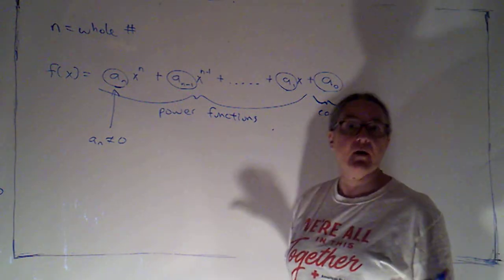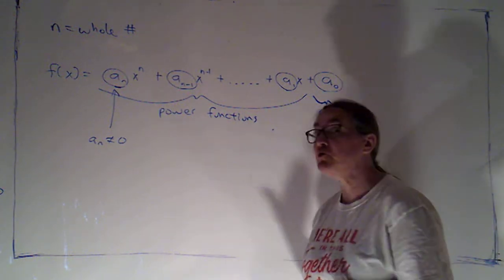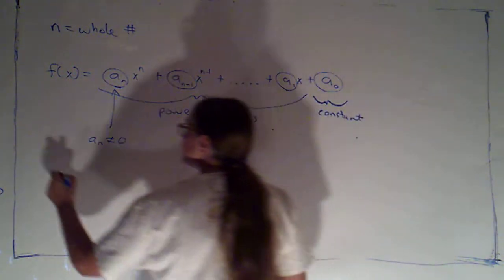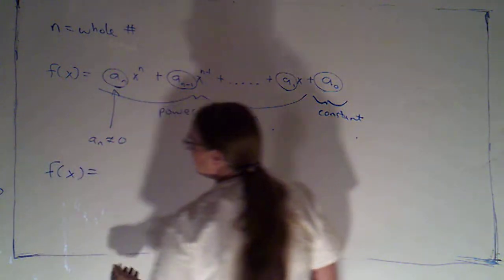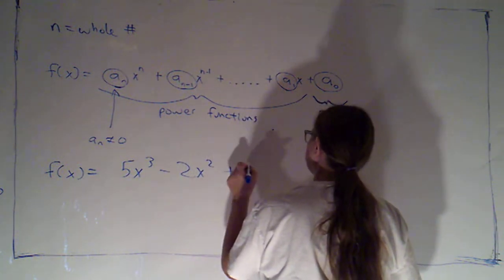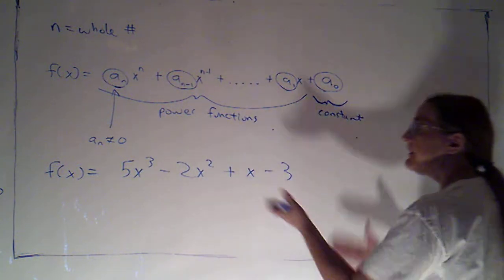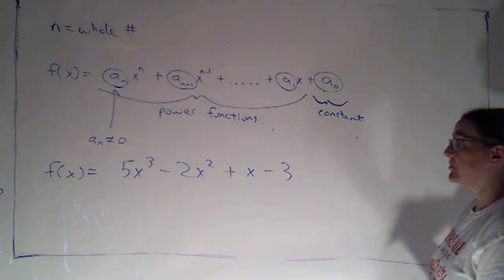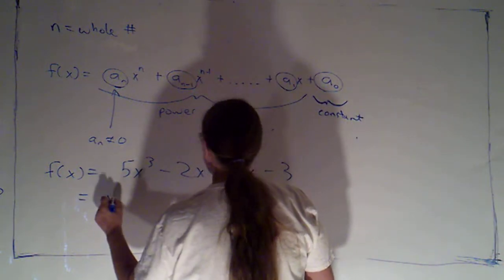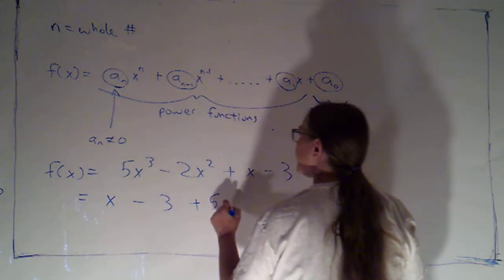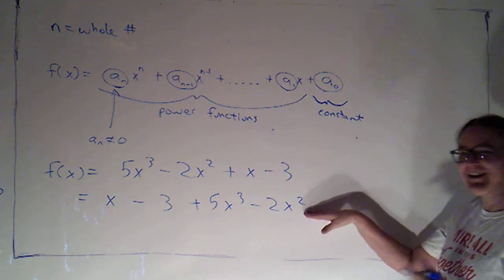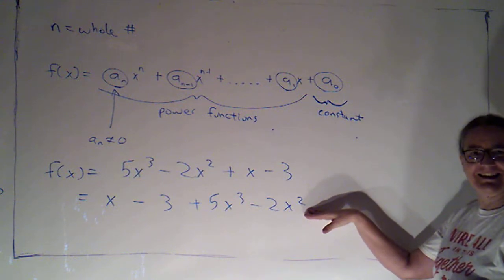That's a really convenient way to write things, and I'm usually going to choose to write things in that format, but it's not necessary. So if I had f of x equals 5x cubed minus 2x squared plus x minus 3, that's a beautiful third-degree polynomial written in descending order. But that's exactly the same as if I wrote x minus 3 plus 5x cubed minus 2x squared. This is the same polynomial. I've just rearranged the terms so it's not in descending order anymore.